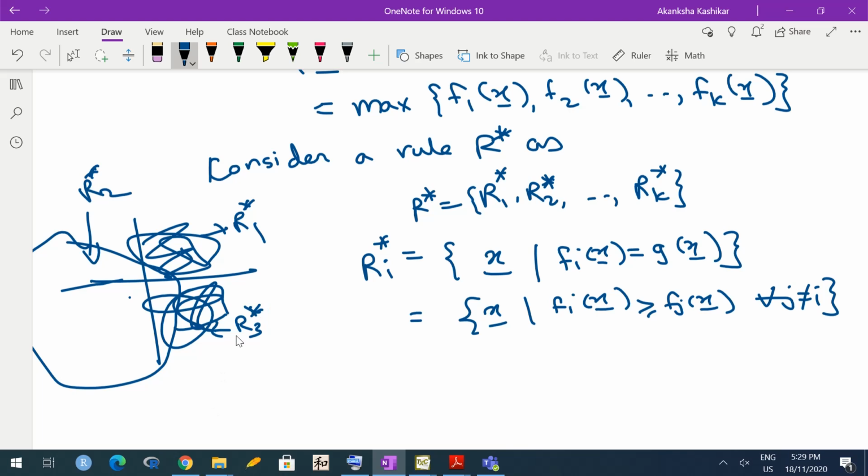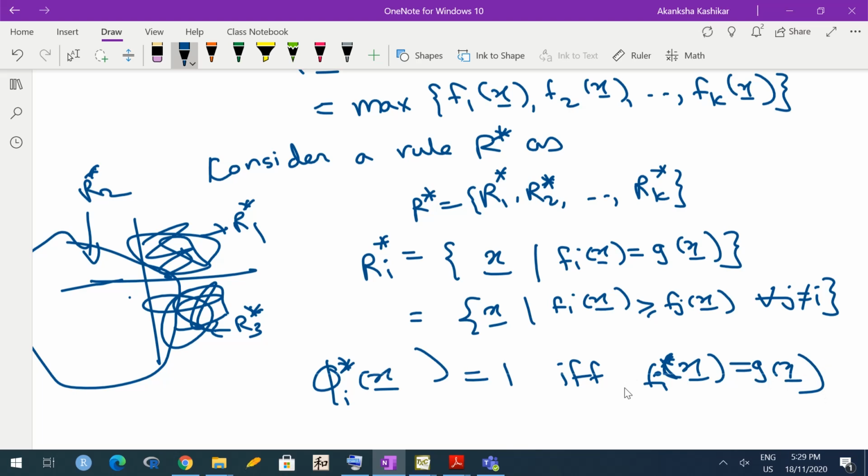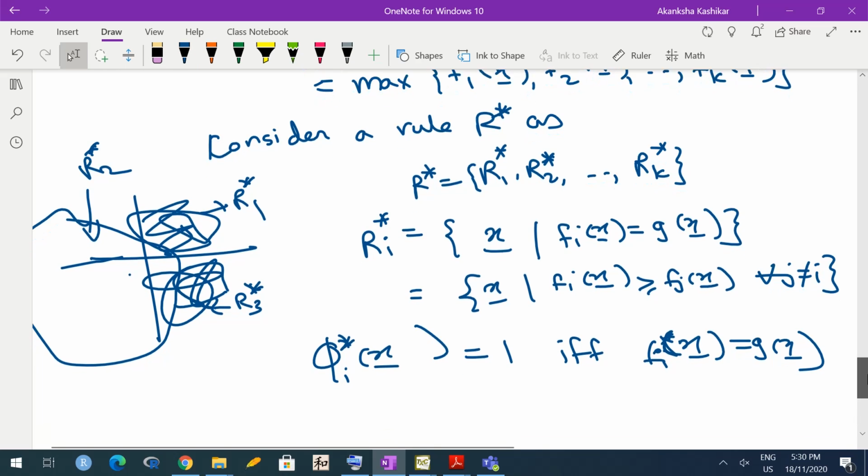So the rule as per this new thing would be phi i star of x is equal to 1 if and only if fi(x) is equal to G(x). The new rule would be phi i star of x is equal to 1 if and only if fi(x) is equal to G(x), that is, fi(x) is maximum.